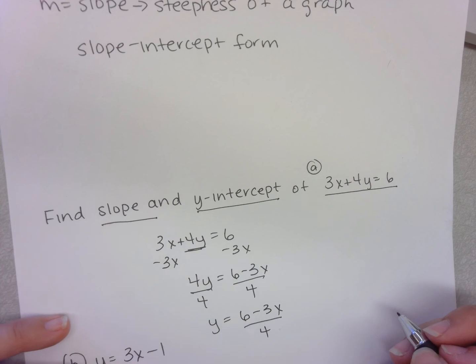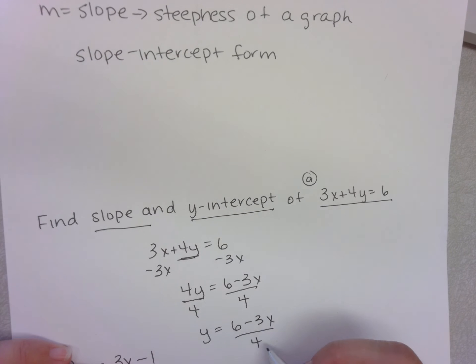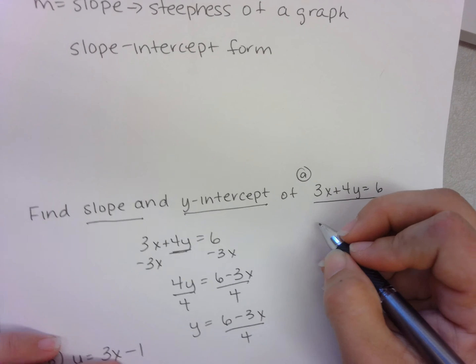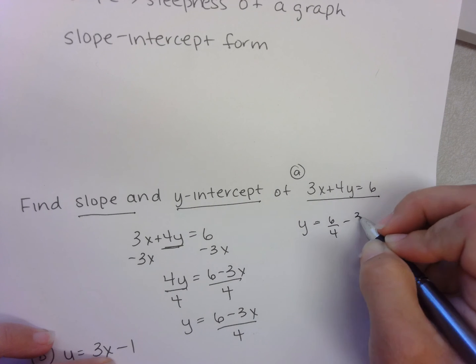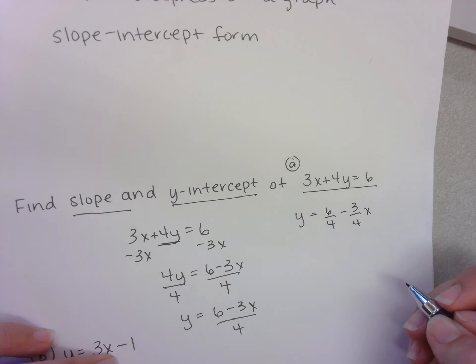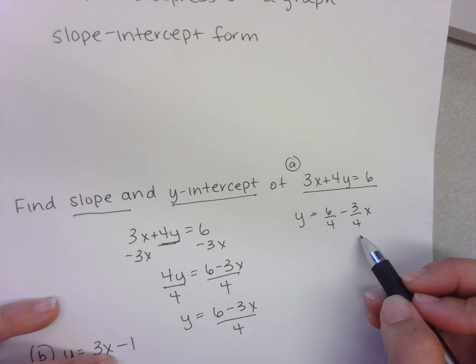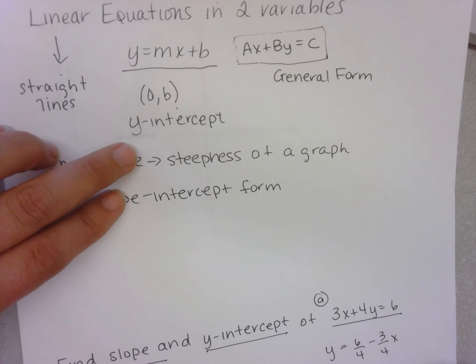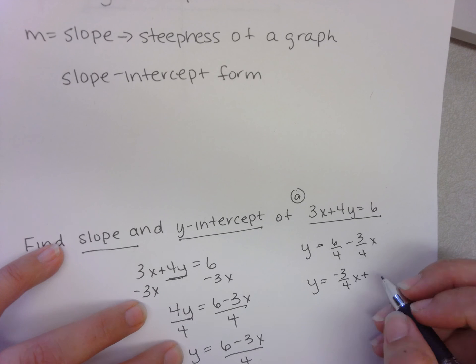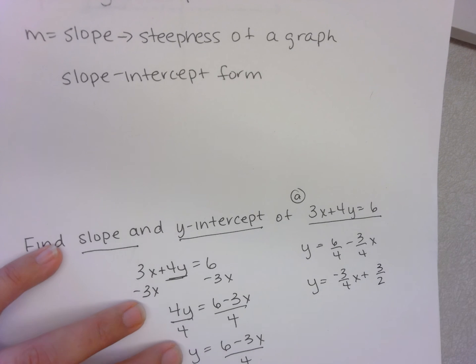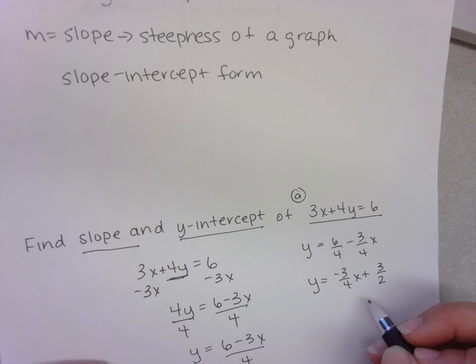Now I can break this apart. When I have one thing in the denominator, I can write both of these things separately. So I can write y is equal to 6 over 4 minus 3 over 4 x. Now my order is slightly different here, right? But my slope-intercept form up here says y equals mx plus b. So if I write it in that same order, and 6 over 4, I could divide the 6 and the 4 both by 2 and get 3 over 2. So this is my equation in slope-intercept form.